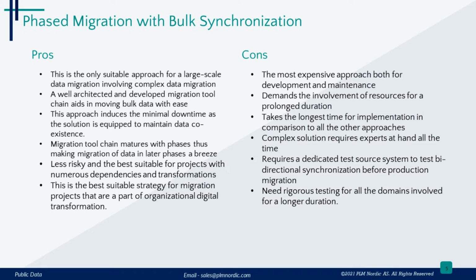In comparison to all the other migration strategies, phased migration with bulk synchronization emerges as a favorable approach for large-scale and intricate data migration initiatives. This strategy facilitates efficient bulk data movement through a well-designed migration toolchain and minimizes downtime by ensuring data coexistence during the migration process. The phased approach evolves the toolchain across stages, simplifying later-stage data migration. It proves to be a low-risk option, particularly beneficial for projects with dependencies and transformations, making it well-suited for organizational digital transformation efforts.